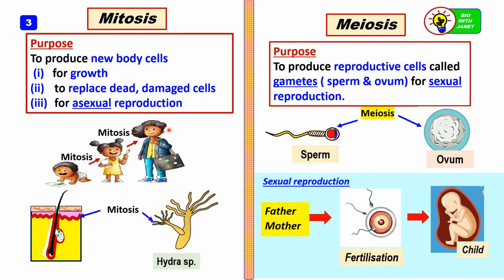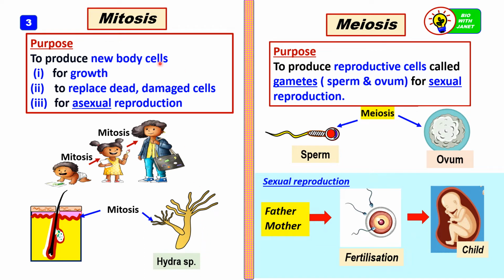Let's go on to the third difference. That is, what is the purpose of mitosis and meiosis? The purpose of mitosis is, number 1, to produce new body cells through cell division for growth. Number 2, to replace dead, damaged cells. And number 3, for asexual reproduction in certain organisms like Hydra species.